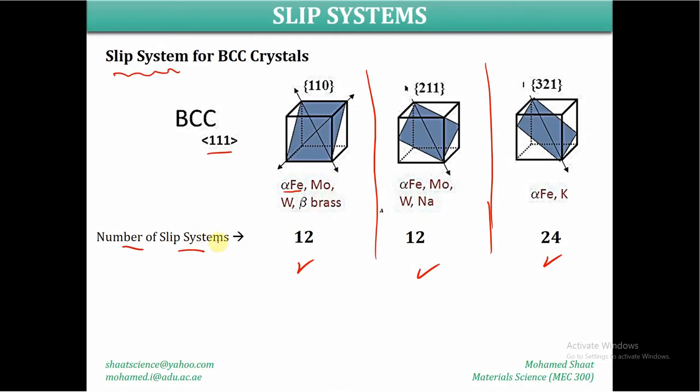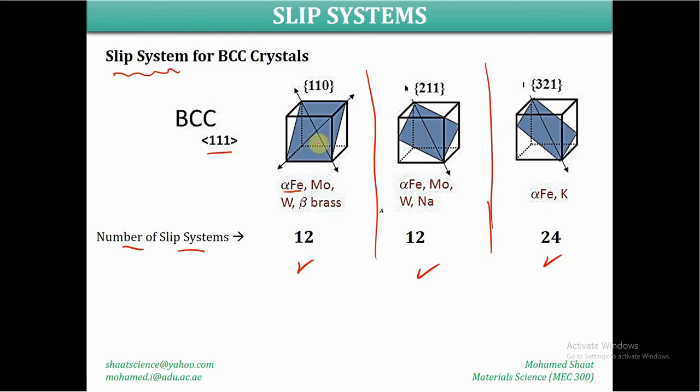So the number of slip systems, for example, for this scenario or this possibility of the slip system, is 12. Why 12? Because there are 6 unique crystallographic planes that belong to this family of 110. And every one of these planes has 2 independent directions.